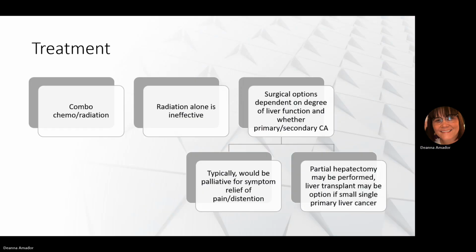Treatment, chemo, radiation. There are some surgical options depending on the degree of liver function, but typically it says would be palliative for symptom relief of pain or distension. They may need a liver transplant, maybe an option. Usually surgical options are only palliative. We would just want them to try to stay as active as possible and eat low sodium, or I'm sorry, eat low protein meals and control their pain.